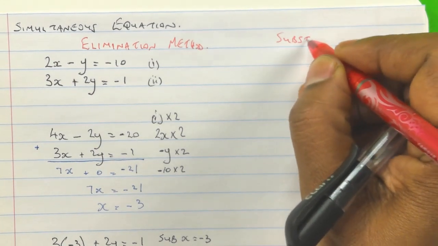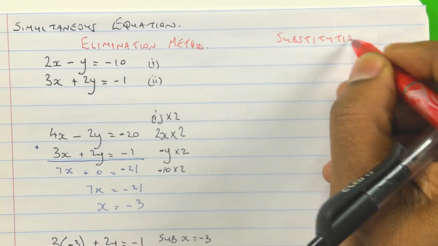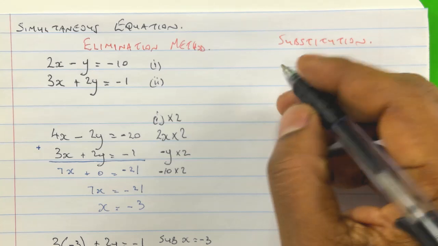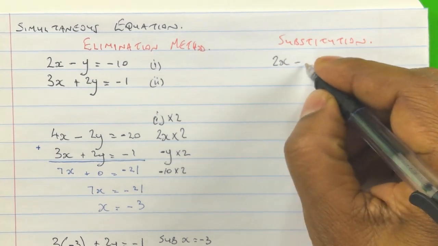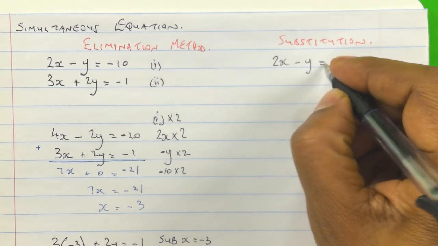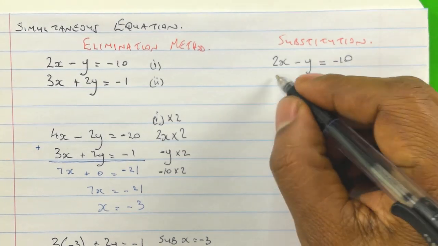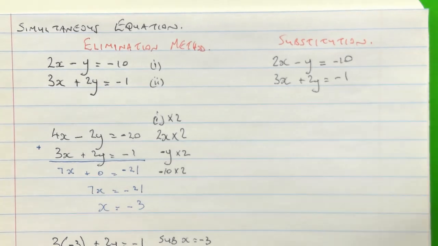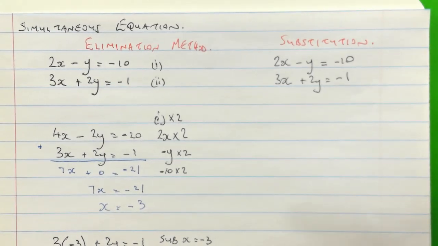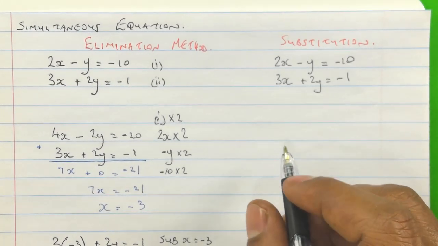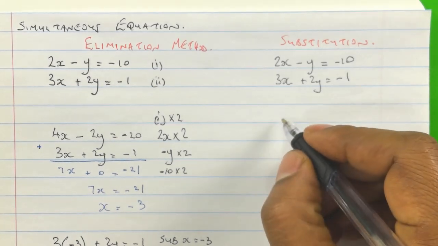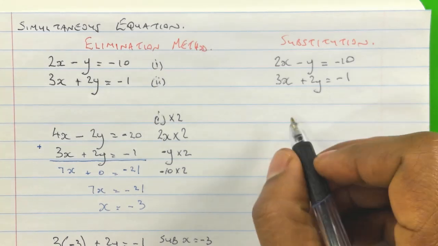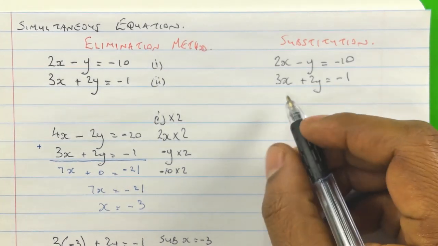Right, substitution. What happens now? We substitute one variable into the other. So you are going to write the first equation and the second one, the question as it is given. Then what do you do now? You look for one which you can make into a variable that has no coefficient. If you can't, you take any of them and divide by the coefficient of one of the variables.